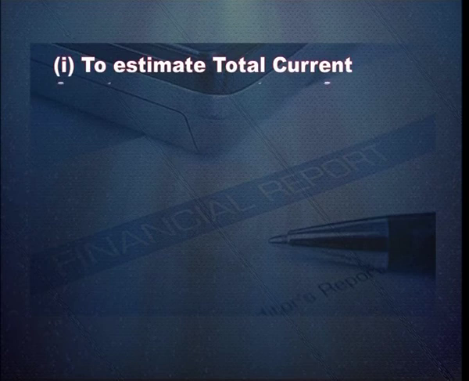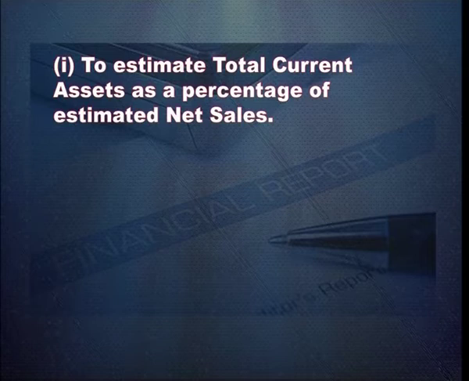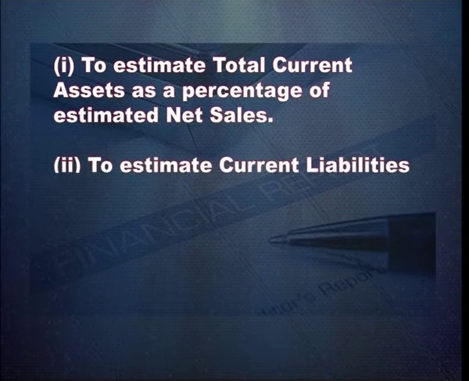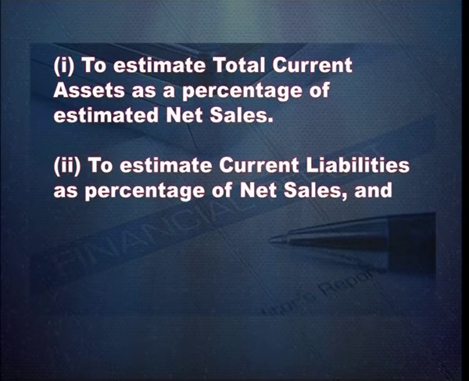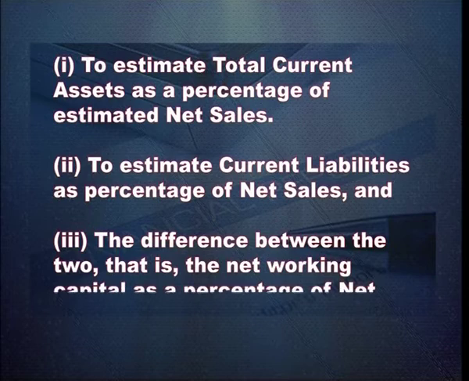There are three steps involved in the estimation of working capital. The first step is to estimate total current assets as a percentage of estimated net sales. The second step is to estimate current liabilities as a percentage of net sales.